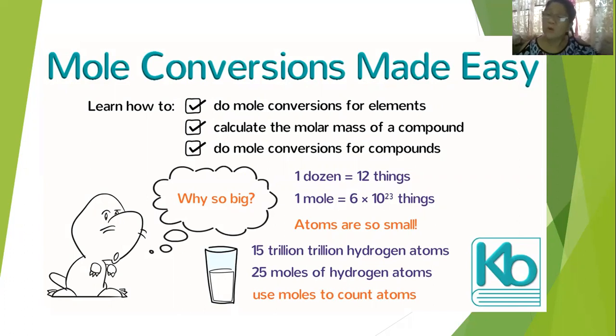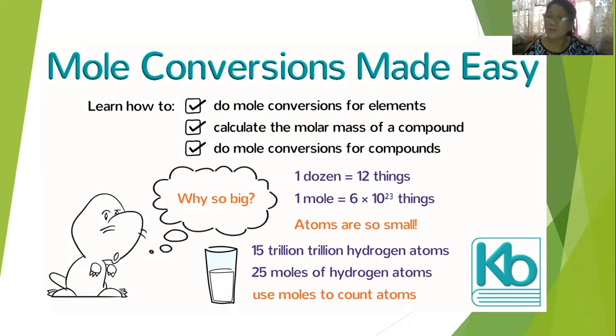Therefore, in 1 mole, that is equivalent to 6 times 10 to the power of 23. This is known as Avogadro's number. 6 times 10 to the power of 23 things. And these things could either be atoms, a particle, or a molecule.